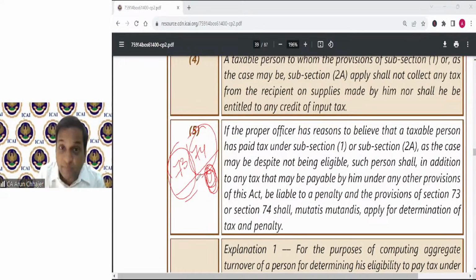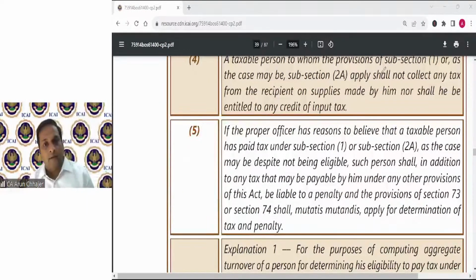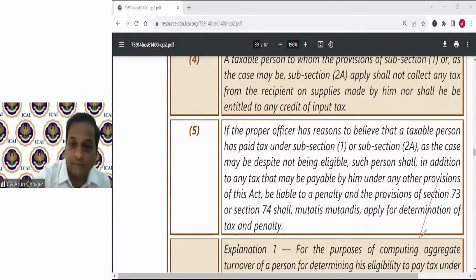But what is being said in subsection 5? If one has opted for composition and is paying the tax at the rate of 1, 5, or 6 percent, in spite of the fact that he is not eligible. Why is he not eligible? Multiple reasons we have discussed. 10.1, we have discussed certain categories of supply. 10.2, we have discussed multiple restrictions. 10.2A, we have discussed multiple restrictions. Then differential tax plus interest and a penalty would be payable by that person.